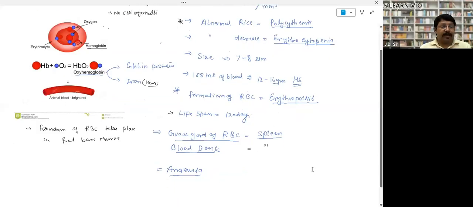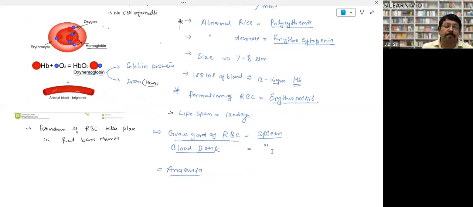If somewhere it is written that graveyard of RBC is liver, that is wrong. Graveyard of RBC is spleen. After the death of RBC, means after 120 days, when the RBC dies, that dead RBC goes to spleen. Spleen breaks it down over there, right?